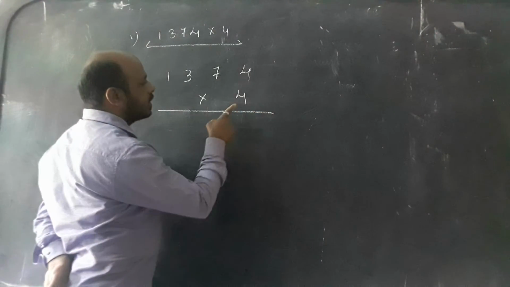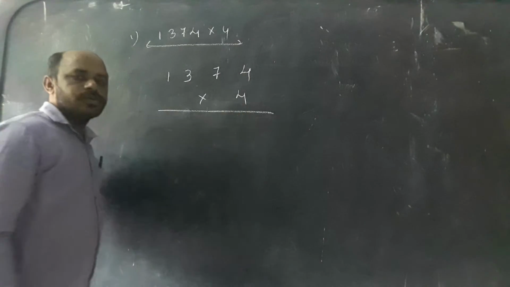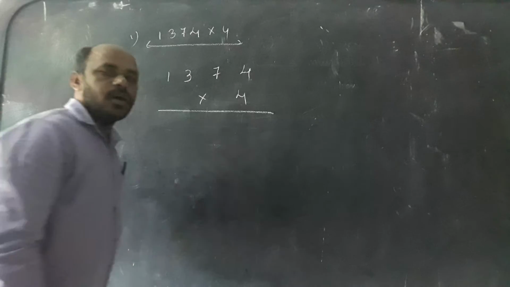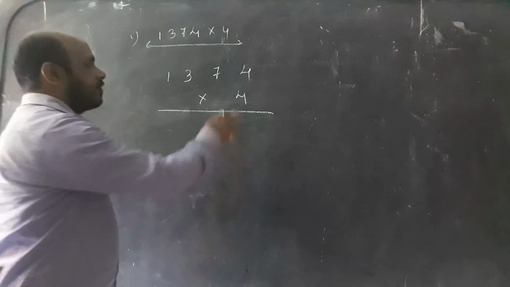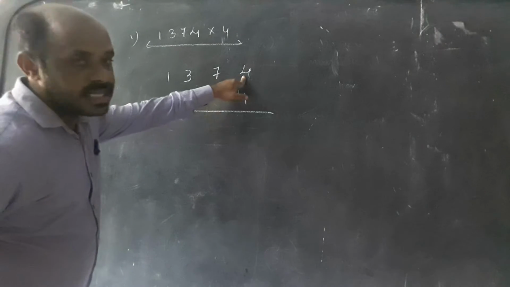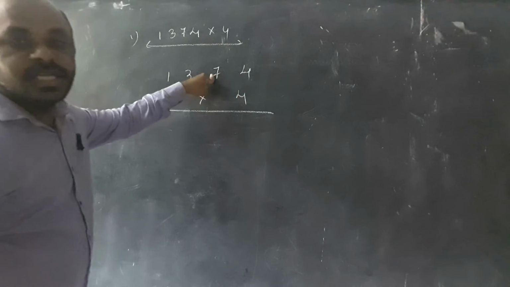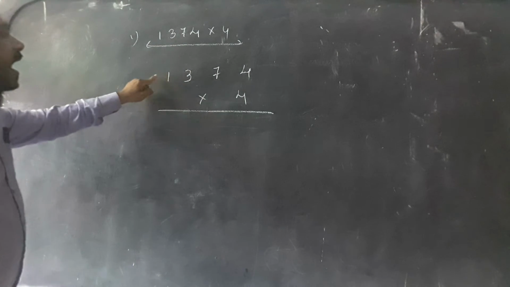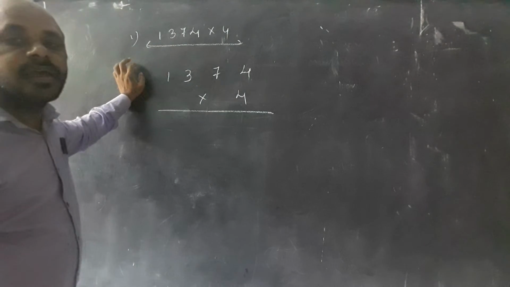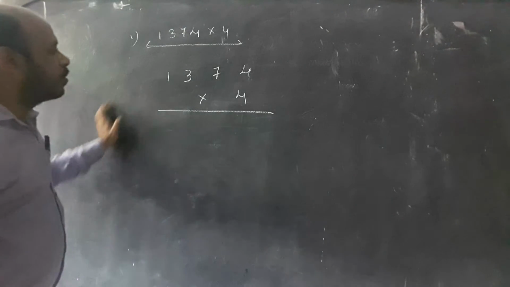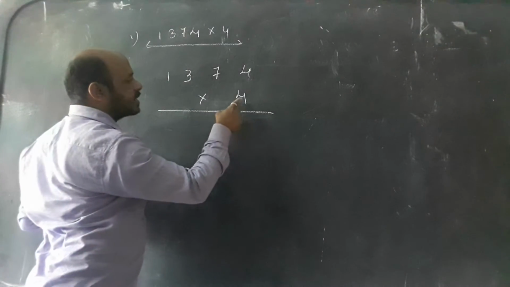See here, from where do we start the multiplication? We do multiplication from the ones place onwards. What is the first place here? 4. Then 4 is the ones place, 7 is the tens place, 3 is the hundreds place, and 1 is the thousands place. Okay, now we will start the multiplication.